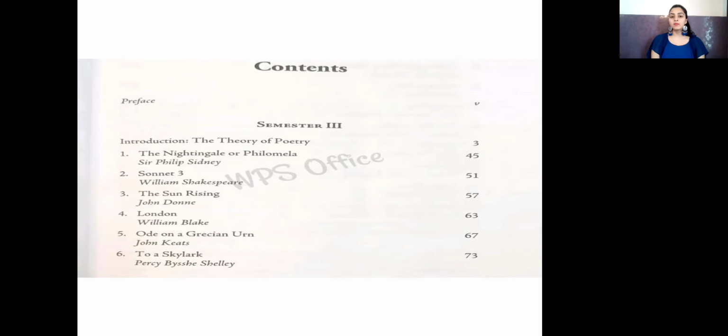Then Sonnet 3, written by William Shakespeare. The third poetry is The Sun Rising by John Donne. Then London by William Blake. Ode on a Grecian Urn by John Keats. To a Skylark by Percy Bysshe Shelley. So these are the 6 poetries that you will be getting in semester 3, along with the introduction of poetries. Do not skip the introduction of poetries, as most of the questions and marks will relate to the introduction as well. I hope you understood what poetries are going to come for semester 3.